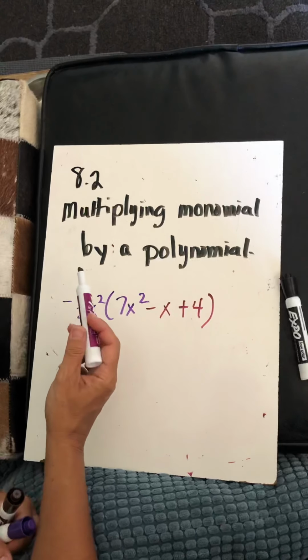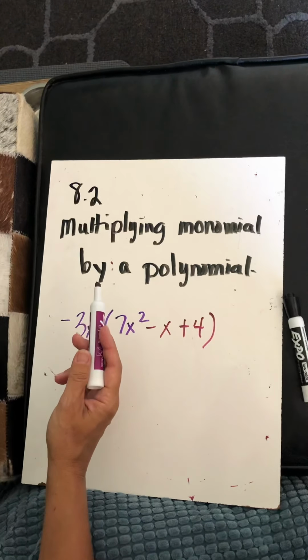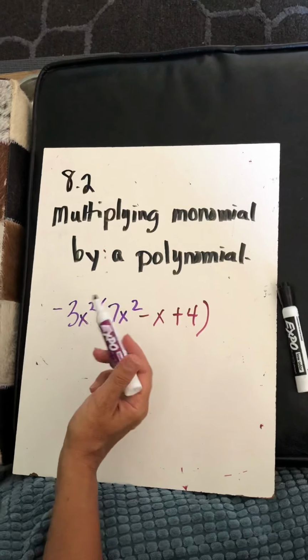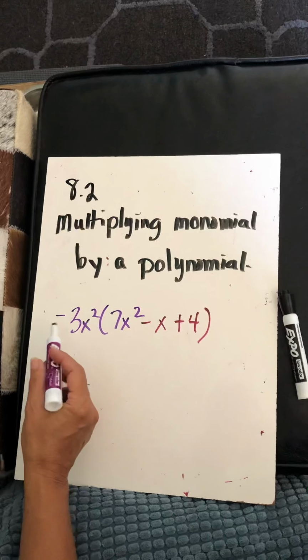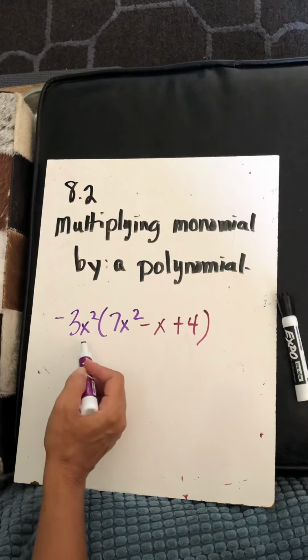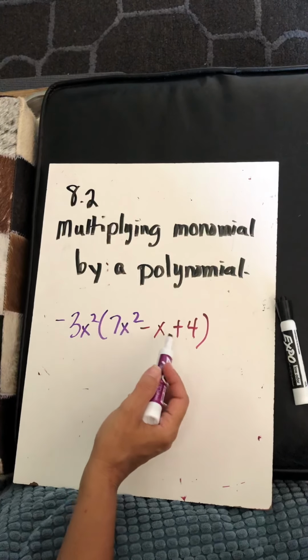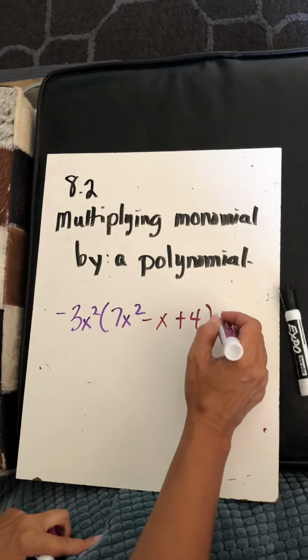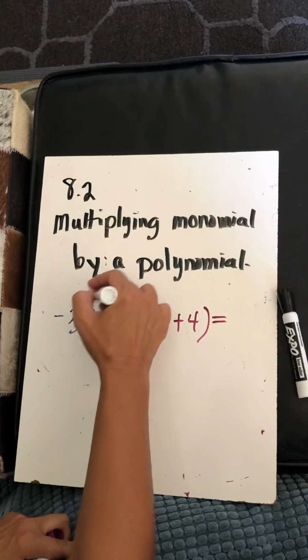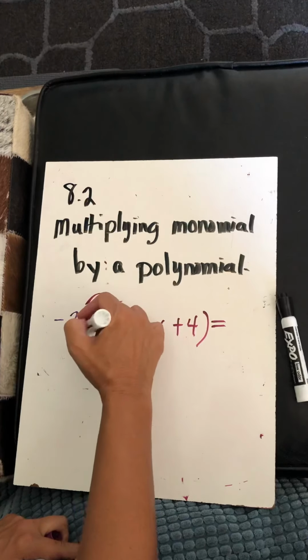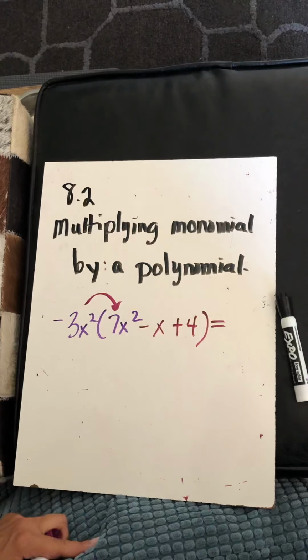In section 8.2, we will practice multiplying a monomial by a polynomial. So for this example, go ahead and write down negative 3x squared, and you're going to multiply by this polynomial, 7x squared minus x plus 4. Then go ahead and put an equal sign. So you're going to distribute this one term times the terms inside of the parentheses.